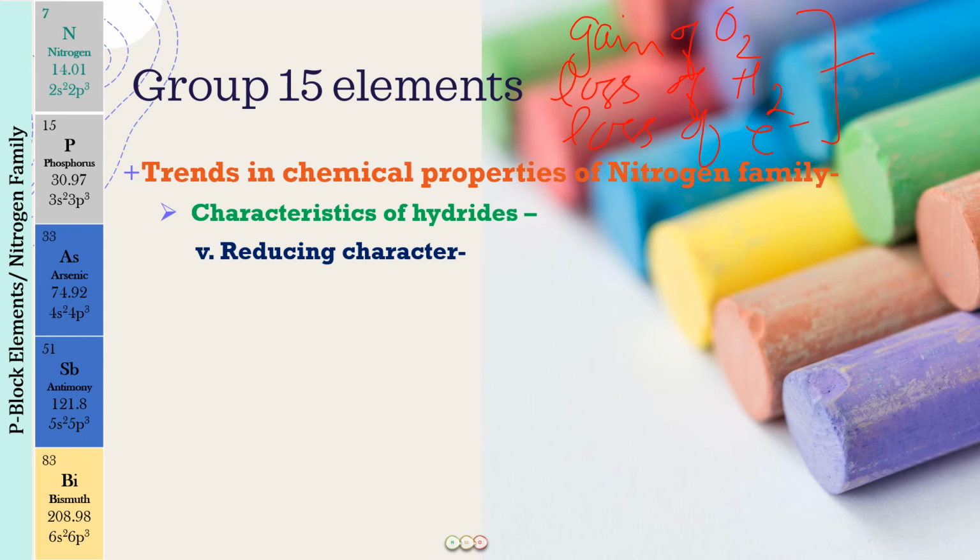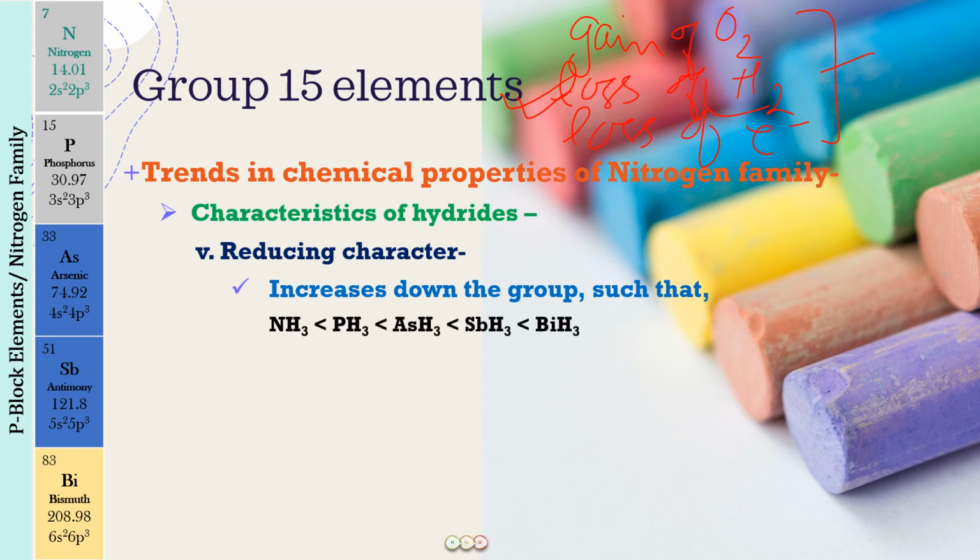So what do we want in the case of the hydrides? What we want in the case of the hydride is the loss of hydrogen, right? So the loss of hydrogen is going to be maximum where the bond is the least stable, so that the bond can be easily broken and the hydrogen can be released from the compound. Okay, so what we find is that the reducing character increases down the group from ammonia to bismuth hydride. The reducing character is increasing.